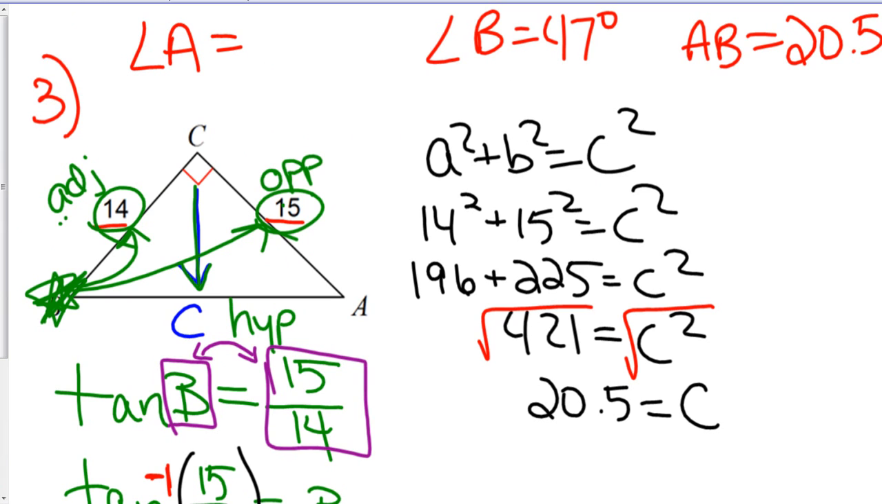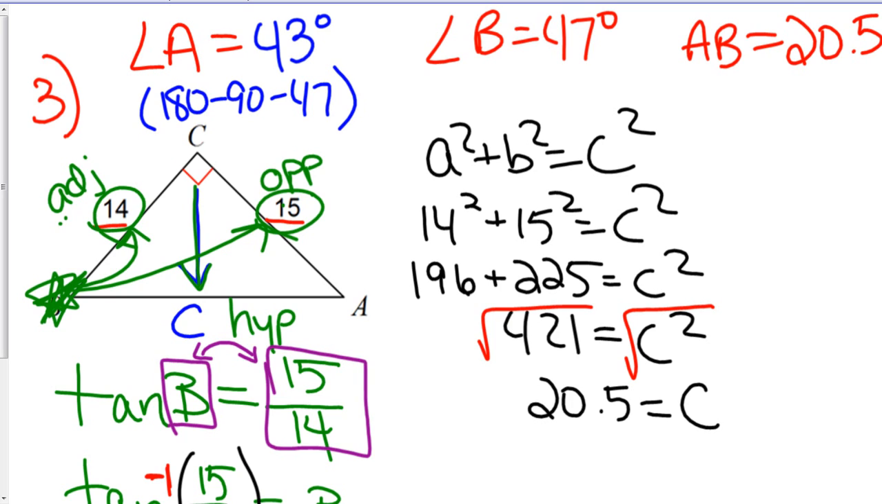And then we don't have to go through this whole big process for angle A. We can simply say, you know what, I found angle B. I know that I've already got 90 degrees at angle C. So angle A is going to be 180 minus 90 minus the 47. Or again, if you think about the shortcut, it's just 90 minus 47. And so angle A is 43 degrees. And that takes care of the majority of what you need for your trig refresher.